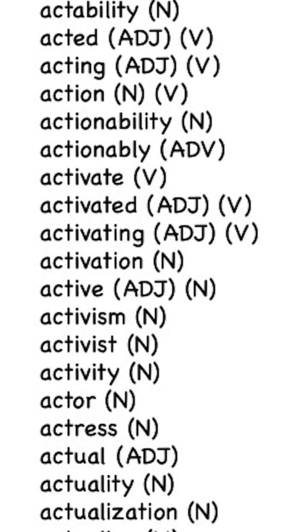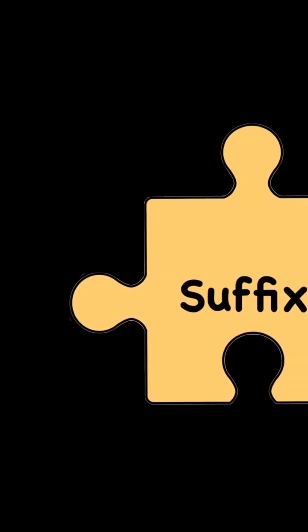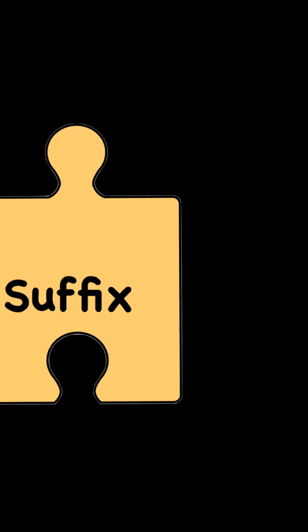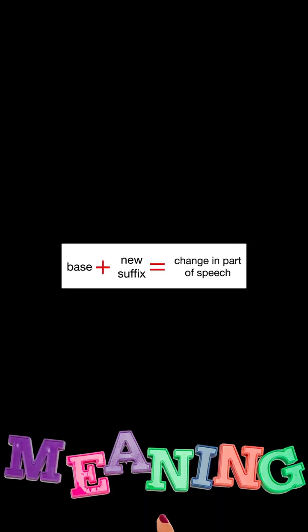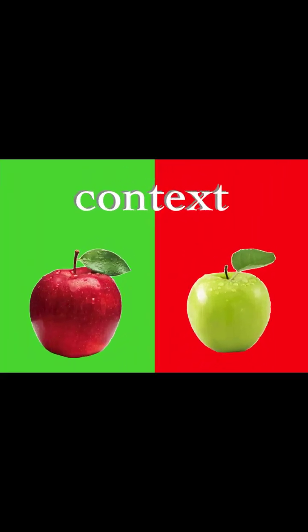The first 32 words begin with act. Some of these are well known, but can have multiple meanings. Others are more specific. The differences in the words are mainly achieved with suffixes, the end part of a word. Suffixes can change the part of speech and can also change the meaning, especially when used in a different context.